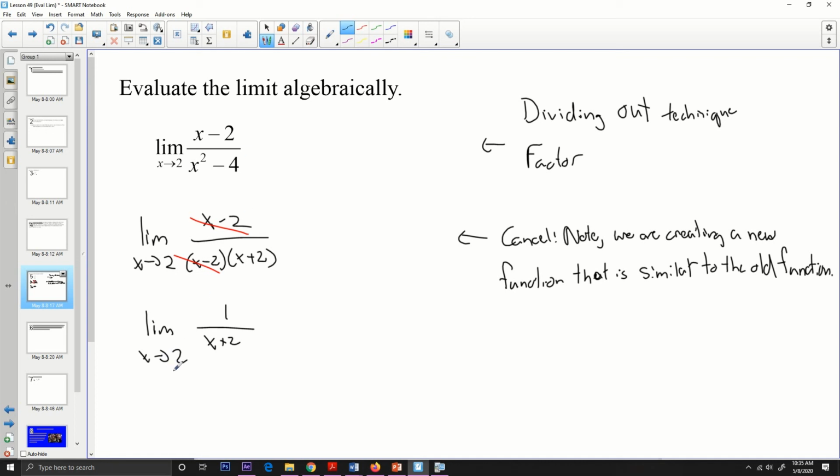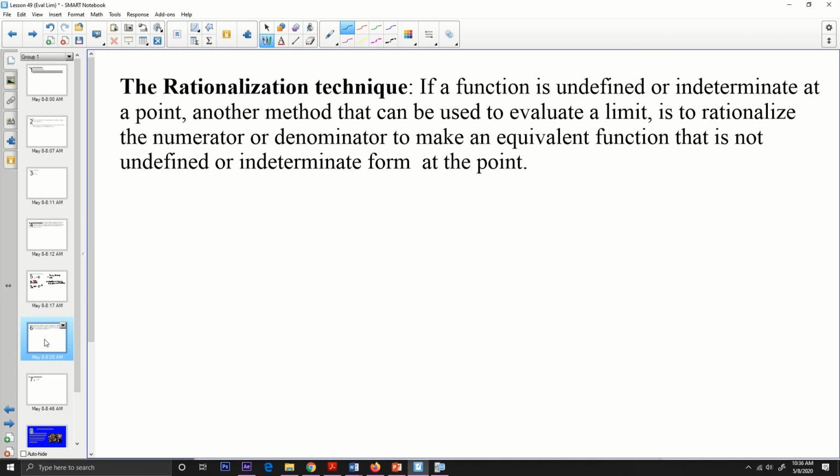And since I can do a direct substitution in this second function, I can go 1 over 2 plus 2 and say that this limit is 1/4, and this function also has 1/4 for that limit. And we saw that fairly clearly. The other technique that we want to talk about is the rationalization technique.